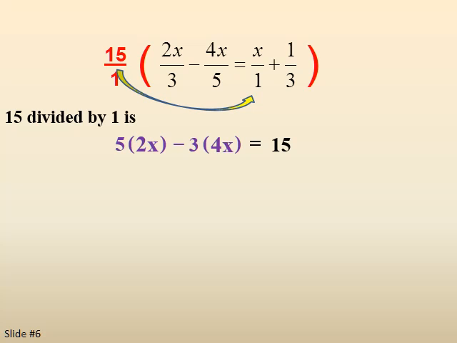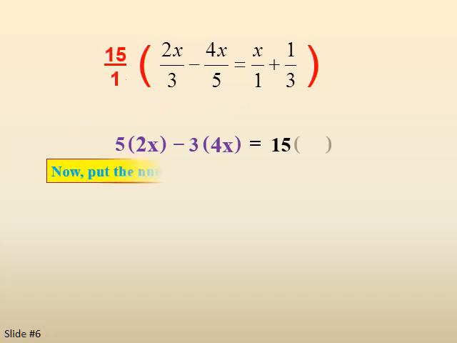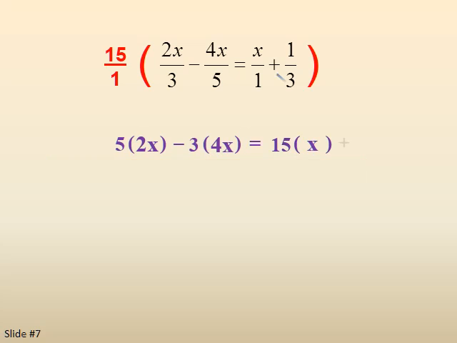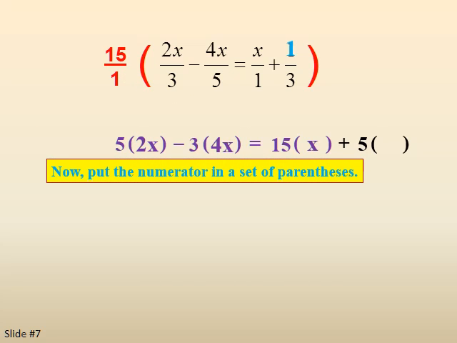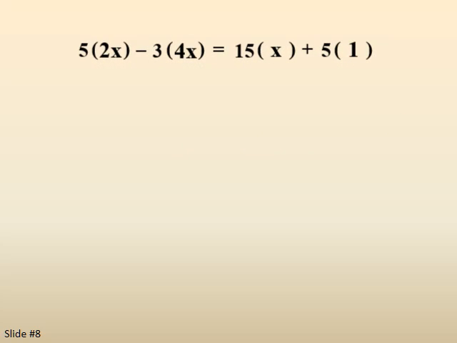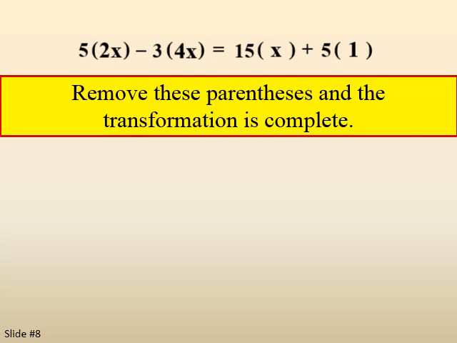15 divided by 1 is 15. Then we put the x, the numerator, in parentheses behind the 15. Put down the plus, and the last one, 15 divided by 3 is 5. And then we put the numerator in parentheses behind the 5. So now all we have to do is remove the parentheses, and the transformation is complete.